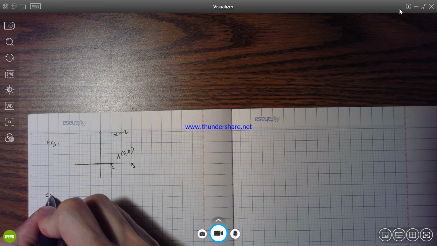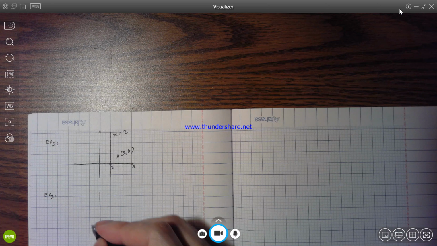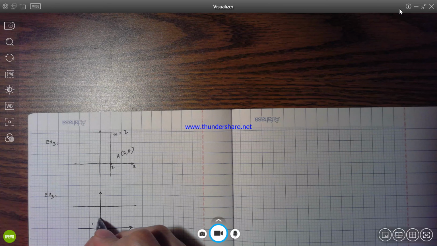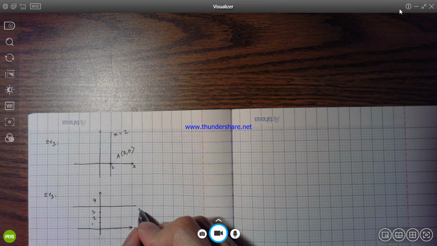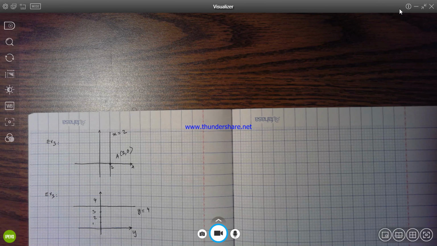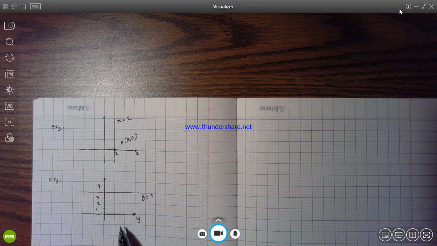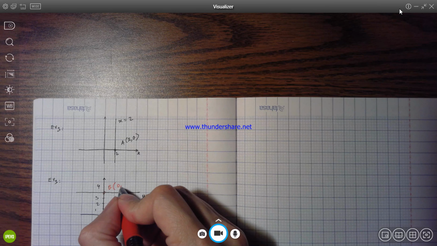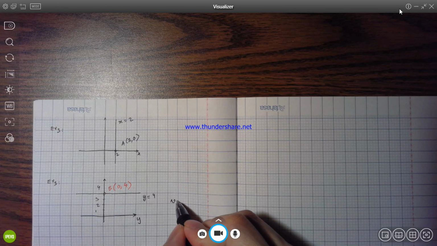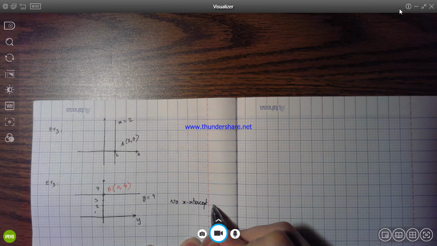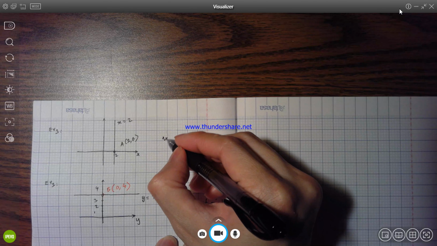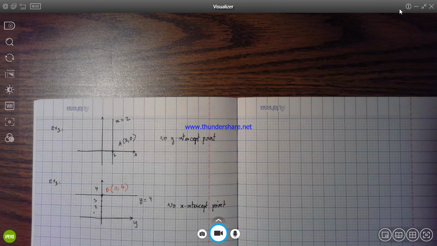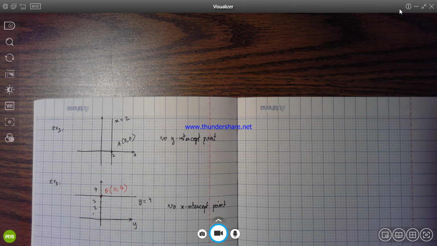However, if we have a horizontal line, something like this, 1, 2, 3, 4, y equals 4, then do we have an x-intercept point? No, but we have one y-intercept point. I call it point B, and point B has coordinates (0, 4). So no x-intercept point here, and in the previous example there is no y-intercept point. So you see that the number of intercept points depends on the graph.